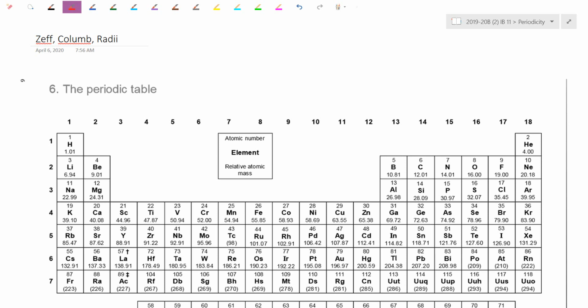So this is officially the start of Chapter 3. If you can start a fresh new page in your notebook. This one here, we'll call it Unit 3. It's a guy we call Periodicity. Periodicity is the name of the chapter.